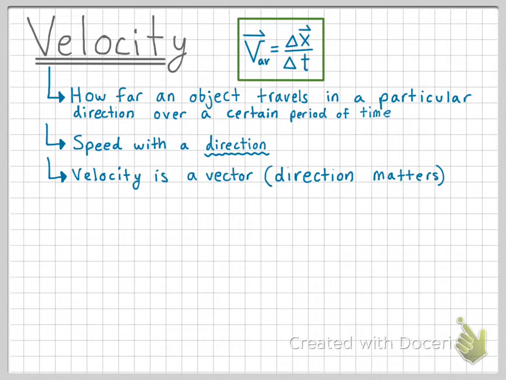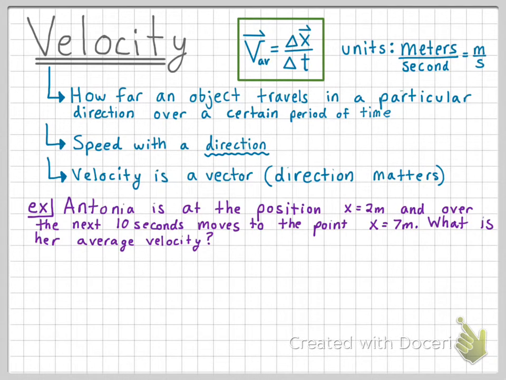The equation for average velocity is as shown. The variable for velocity is a lowercase v, and it is equal to the displacement of an object divided by the time it took for the object to undergo that particular displacement. The units for velocity are meters per second, which can be written as m over s.